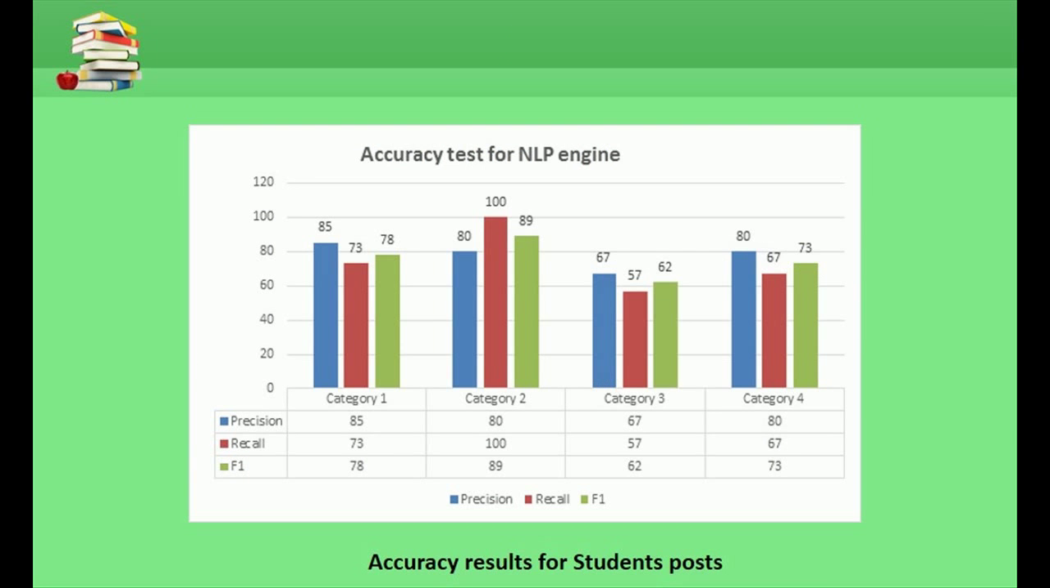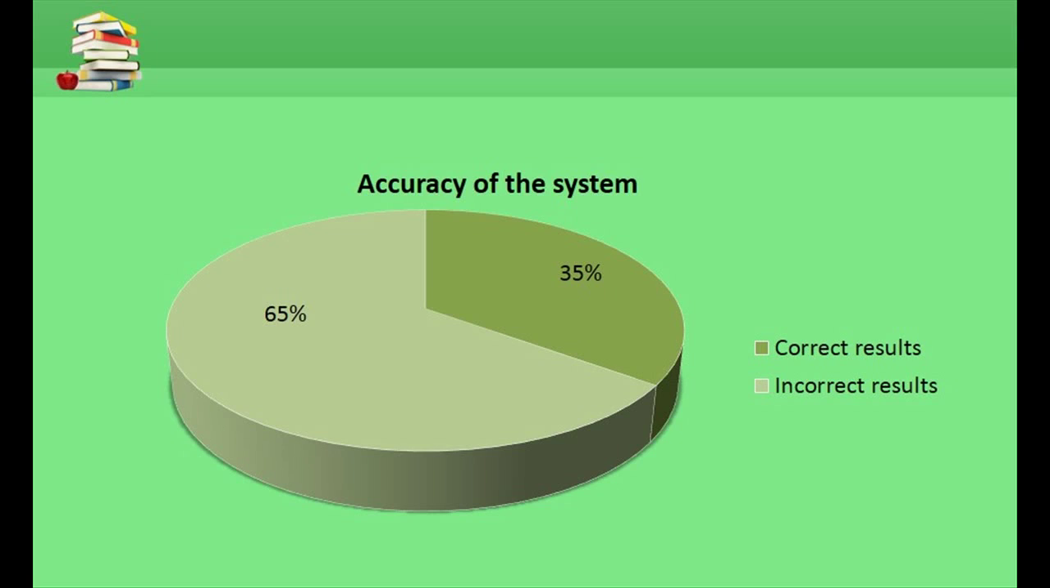This is the accuracy results for students' posts displayed in a graphical representation. This pie chart shows the accuracy of our system. Our system didn't show 100% accuracy. It shows 35% accuracy now. When we need to increase the accuracy, we need to add more grammar features to the system.